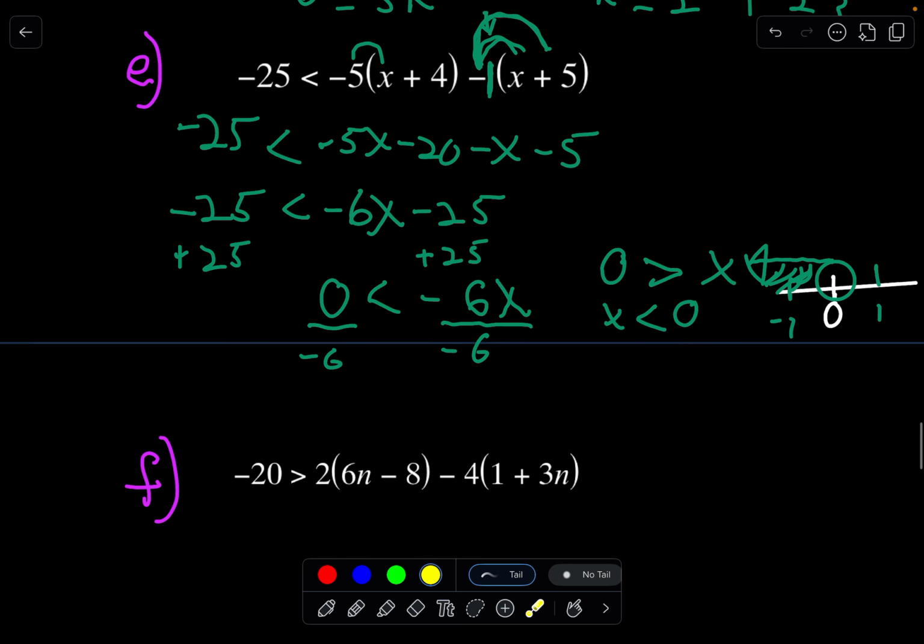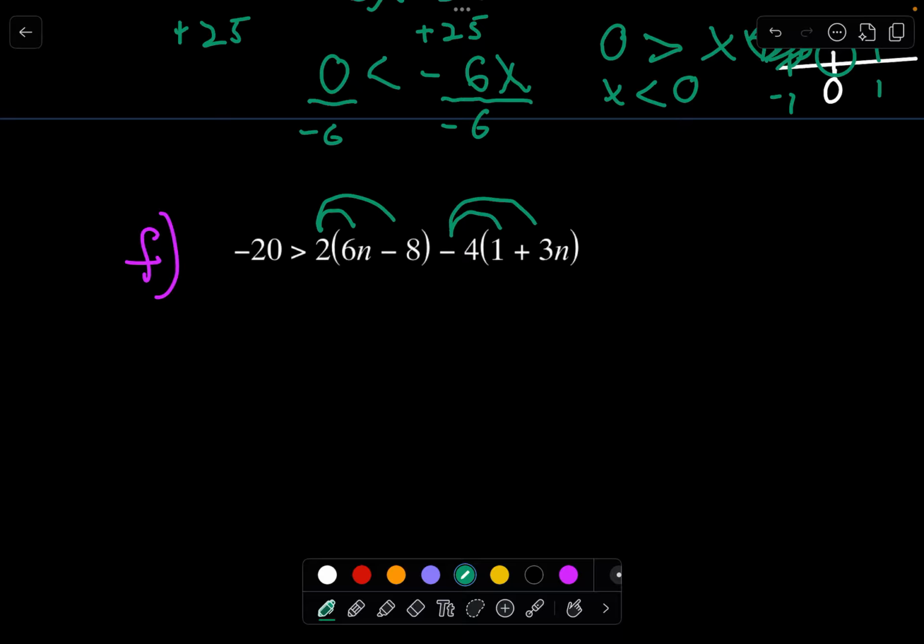So here we go. Distribute, simplify the right, distribute, including the negative sign. And so we have this. We have 2 times 6n is 12n. We have 2 times -8 is a -16. We have -4 times 1 is -4. And -4 times 3n is -12n. All right, I'm done with the distributive property.